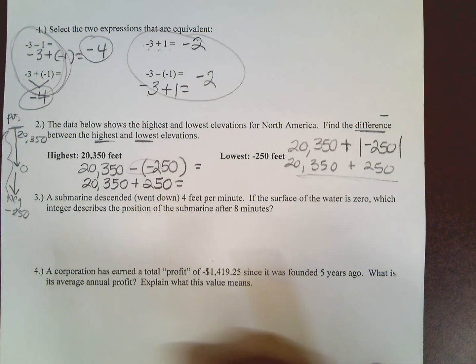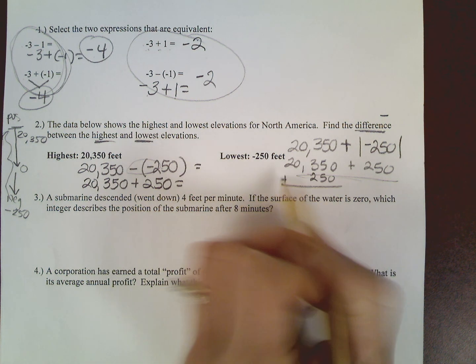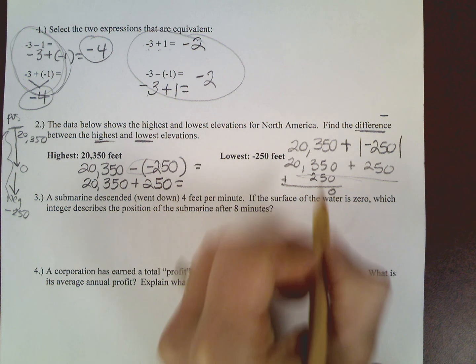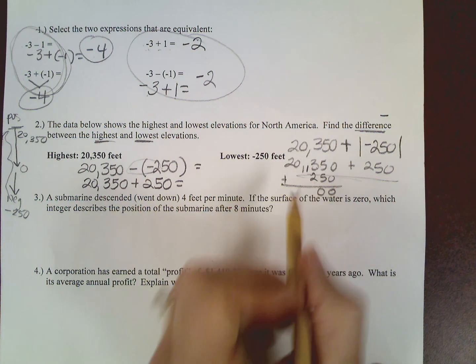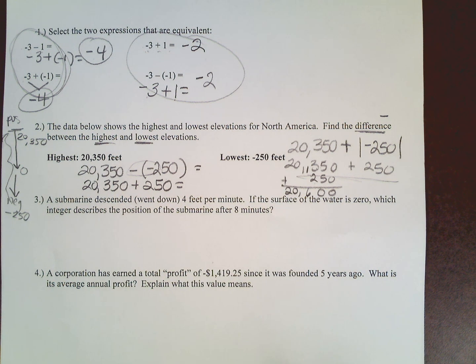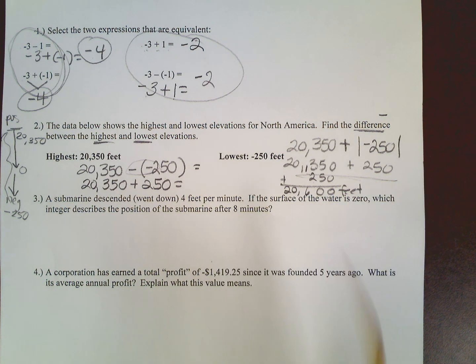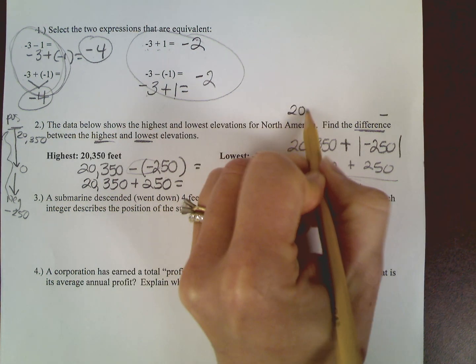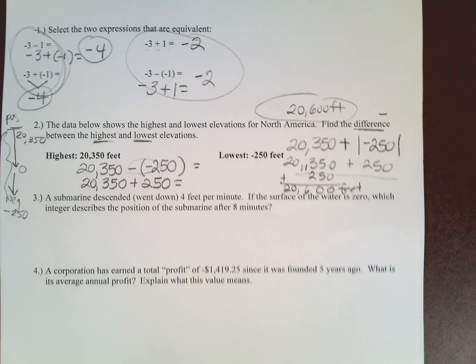So when we have to add those two together, I kind of ran out of space a little bit, so 250. So 0 and 0 gives me 0, 5 and 5 gives me 10, carry the 1. 3 and 2 gives me 5 plus 1 is 6. So 20,600. And it would be feet. So I'll put that up here, 20,600 feet.